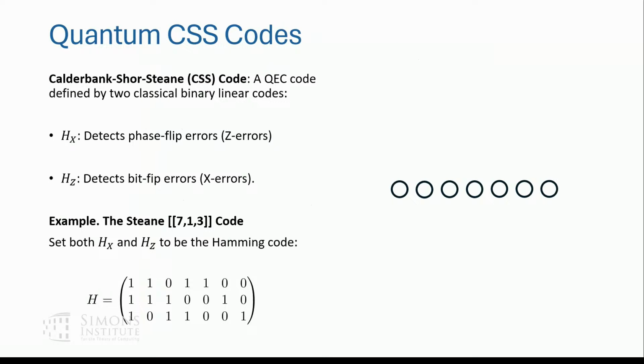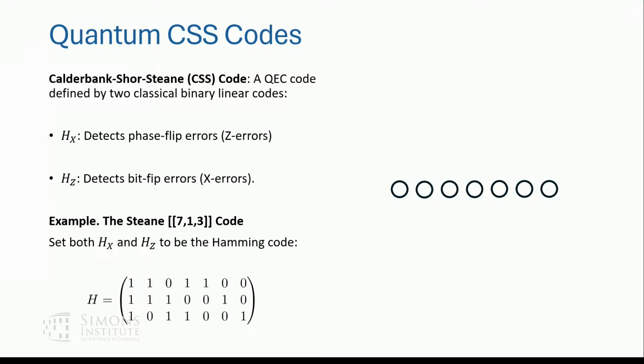Okay, and the reason why we like to focus on this particular subclass of stabilizer codes, this CSS subclass, is that it provides a nice way of representing your quantum code as a pair of classical codes. So you can think of one of these CSS codes as being a combination of two classical codes described by two parity check matrices. One parity check matrix detects phase flip errors and another detects bit flip errors.